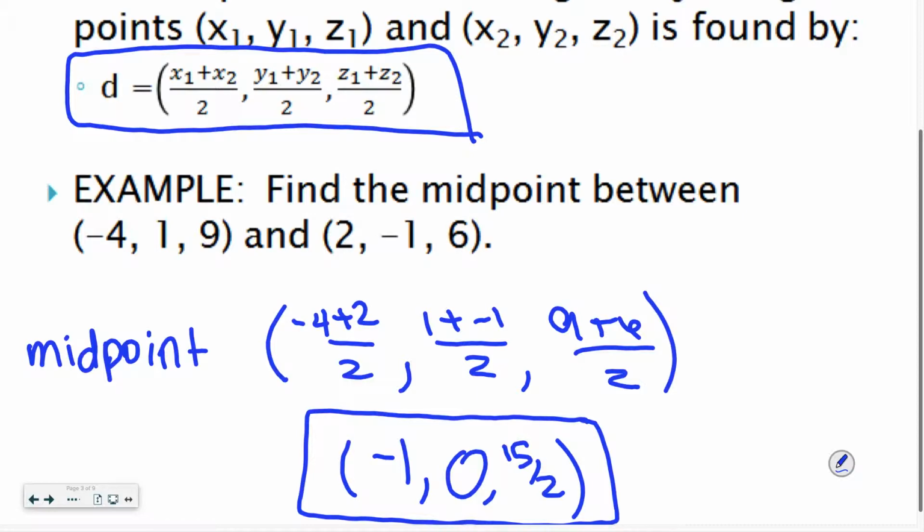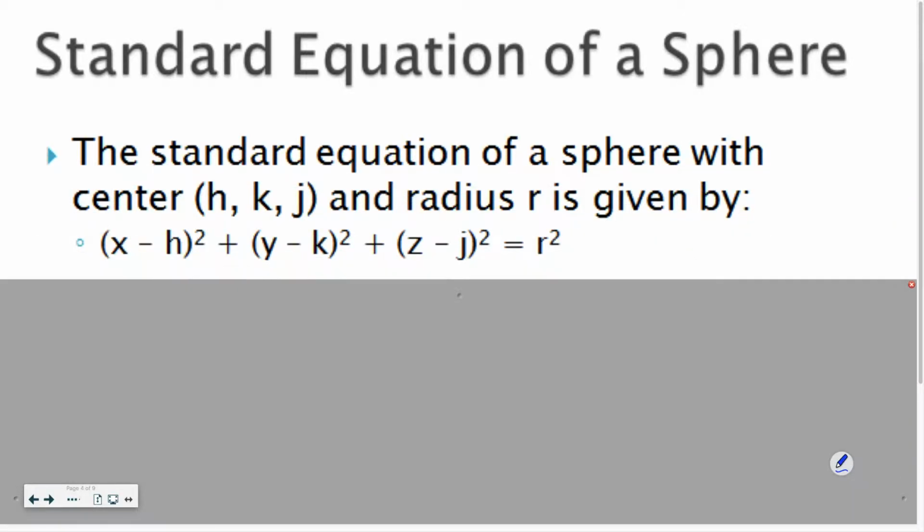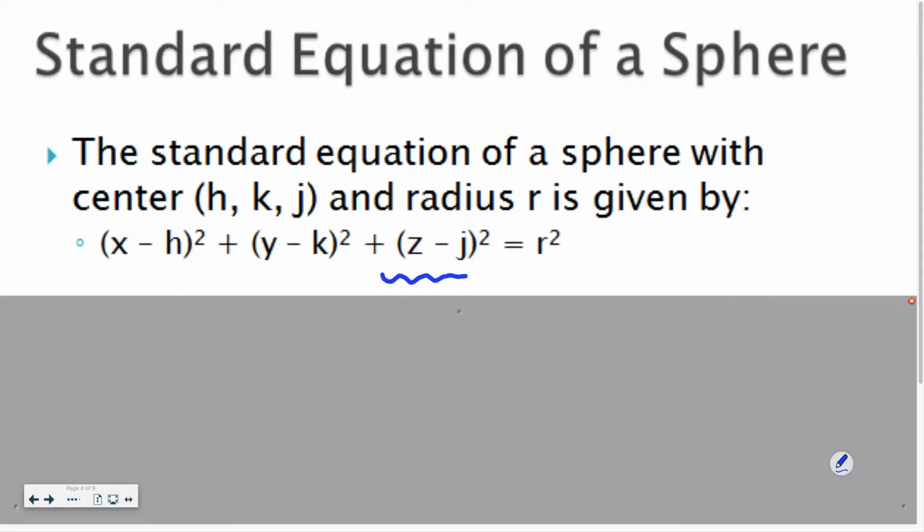Raise your hand if you can tell me what the equation of a circle is. x minus h squared plus y minus k squared equals r squared. Okay. I want to take a circle, in 3 dimensions it becomes a sphere. Do you think that the equation of a circle and the equation of a sphere are similar? Yes. There's only one difference.